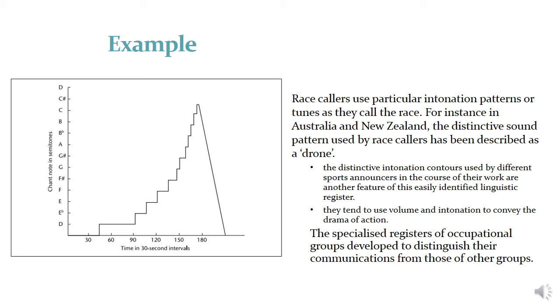The linguistic features which develop as characteristic of a register are clearly functionally motivated. The demands of the particular context in which the language is used influence its shape. The specialized registers of occupational groups develop to distinguish their communication from those of other groups. And over time, the language of such groups develops more and more of their own characteristics, such as in terms of lexical, syntactical, and even phonological features.